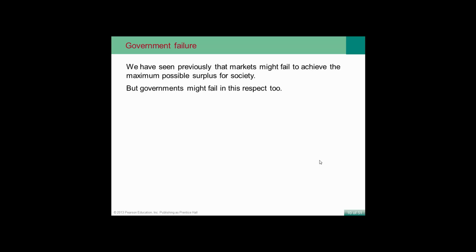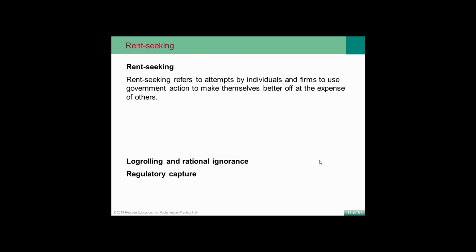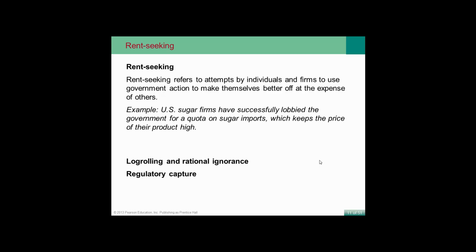We have seen previously that markets might fail to achieve the maximum possible surplus for society, but governments might fail in this respect too. We consider 3 ways that governments can fail, and they're called rent-seeking, log-rolling and rational ignorance, and regulatory capture. Rent-seeking refers to attempts by individuals and firms to use government action to make themselves better off at the expense of others. An example, U.S. sugar firms have successfully lobbied the government for a quota on sugar imports, which keeps the price of their product high, which means the consumer loses out, but the sugar firm in the U.S. wins because they get to keep the price high and make more profits for themselves.